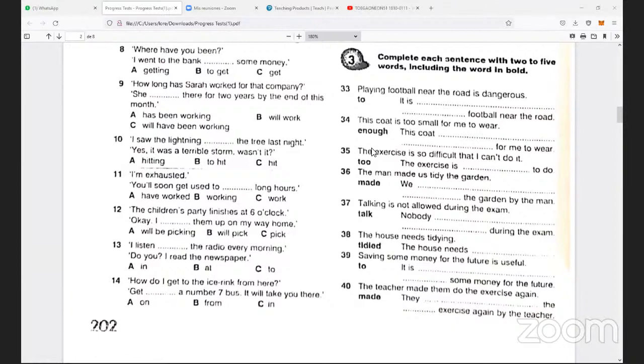They were made the ex... no. Yes, yes, it is okay. It is the passive voice. They were made to do the exercise again by the teacher. Yes, perfect. Because it means, like in the active, that the teacher made them do the exercise again, for example. So the other one was the passive. Okay, perfect, very good.